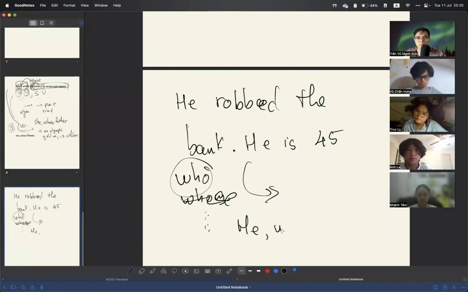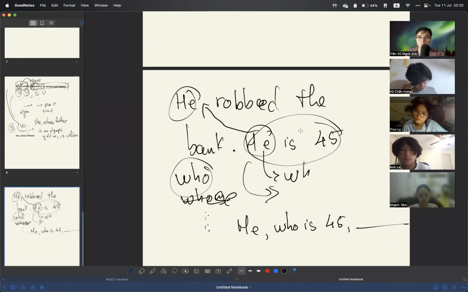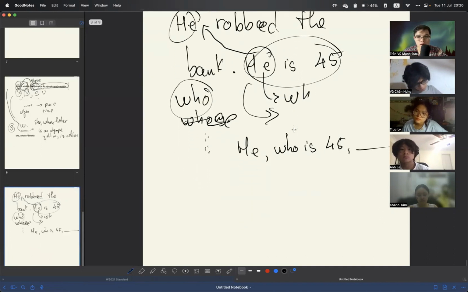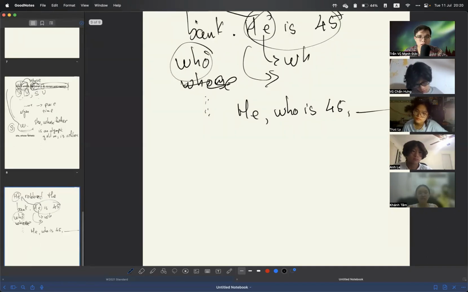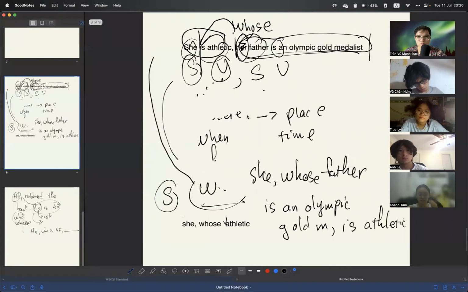He, who is 45, comma, robbed the bank. Exactly. You're just putting this in between the word which it's supposed to support or define, which in this case is he, and you put commas, and you replace this with who, to avoid a run-on, obviously. Yeah, that's correct. And you're getting the hang of it, right? Everybody else, did you get it? I see that Dum has already got it. And how about Linnea and Hung? Have you got it? The relative clause.